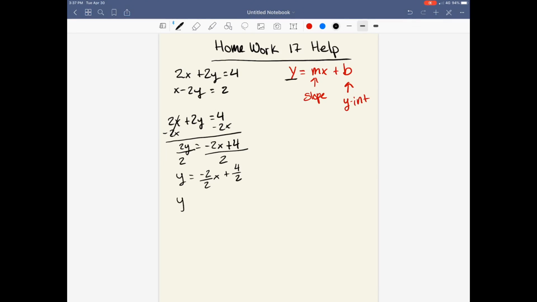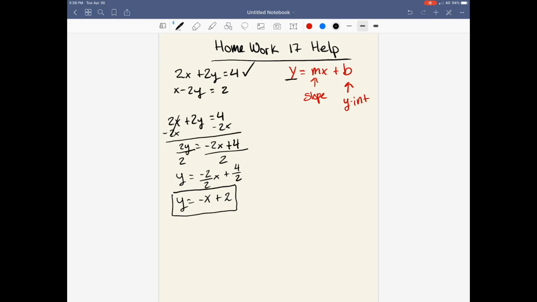Okay, so we can simplify this. -2 divided by 2 is -1, or just -x, same thing, plus 4 divided by 2 is 2. Okay, so we have y equals -x plus 2. Now this is in y equals mx plus b form. We're done with that one.